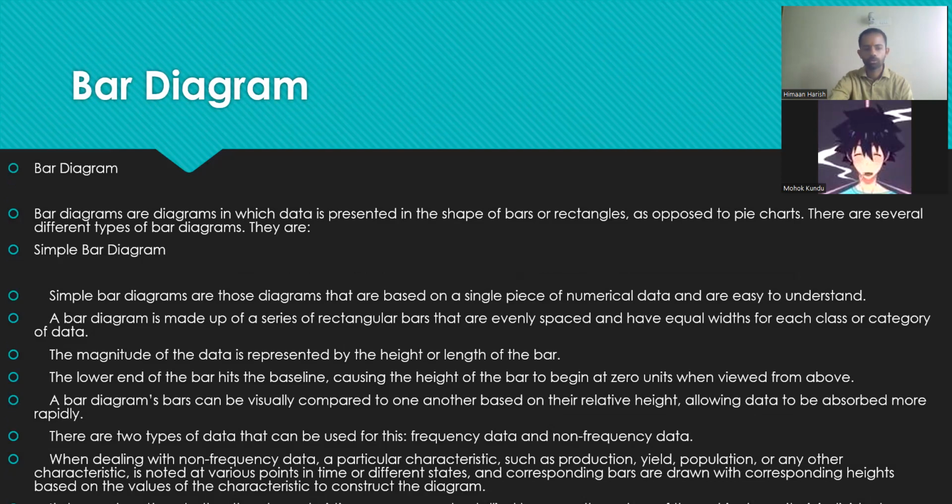There are two types of data that can be used for this: frequency data and non-frequency data. When dealing with non-frequency data, a particular characteristic such as production, yield, population, or any other characteristic is noted at various points in time or different states, and corresponding bars are drawn with heights based on the values of the characteristic to construct the diagram. It does not matter whether the characteristics are measured or tallied because the values of the entries keep their individual identities.